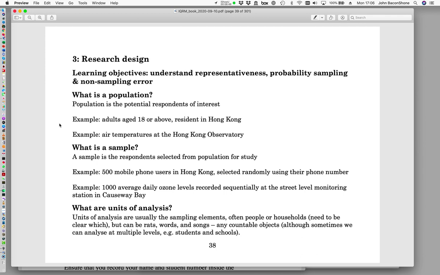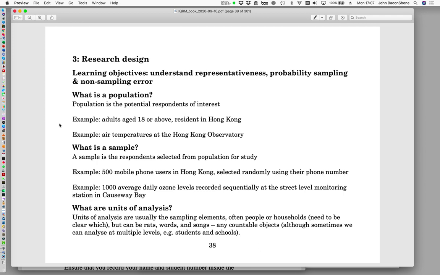But it could be a household, right? So even if we're collecting people, if we use fixed line telephone numbers, they are linked to a household, not a person. So if we're really interested in people, then we also have to select people from within the households. Right? But it doesn't have to be human being linked. Again, it could be rats, it could be words, it could be songs, it could be any countable object.